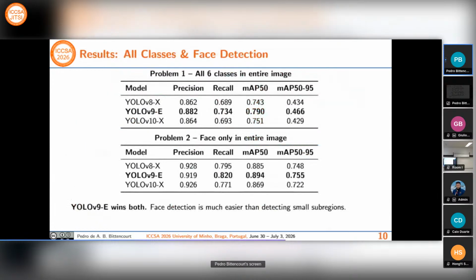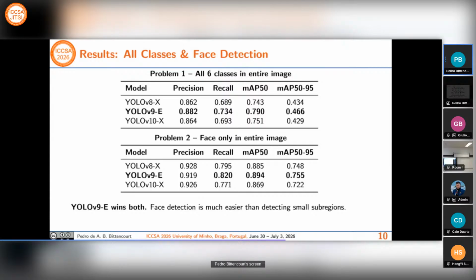Here we see the results for the first two problems. For all 6 classes in entire images, YOLOv9 achieved the best results. For face-only detection, YOLOv9 again leads, and notice all metrics are significantly higher. This makes sense because the face is a larger, more easily identifiable object compared to the individual subregions. This confirms that face detection is a relatively straightforward problem, which supports our decision to use it as the first stage of our pipeline.